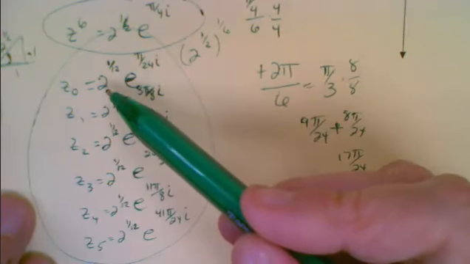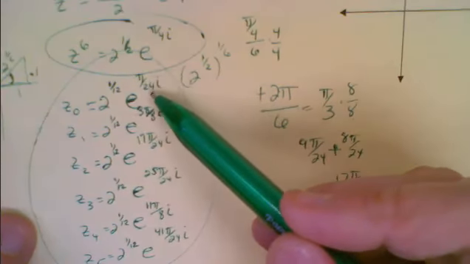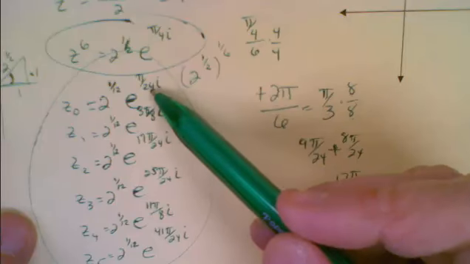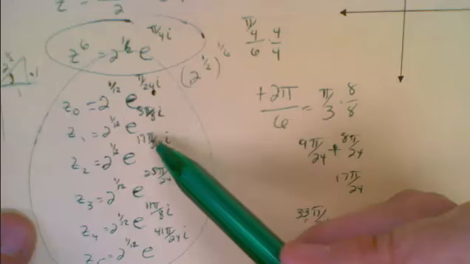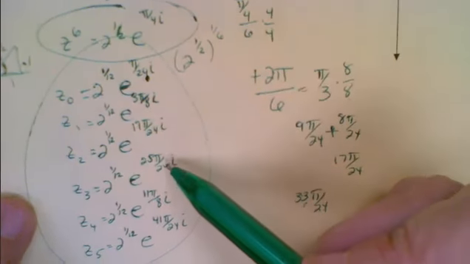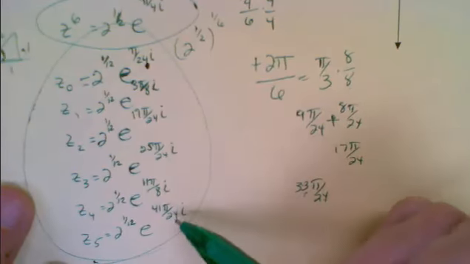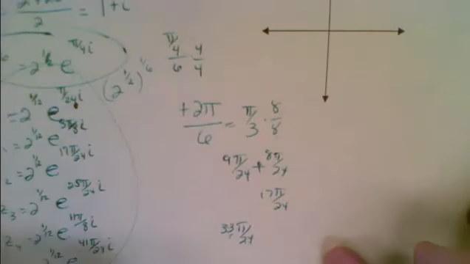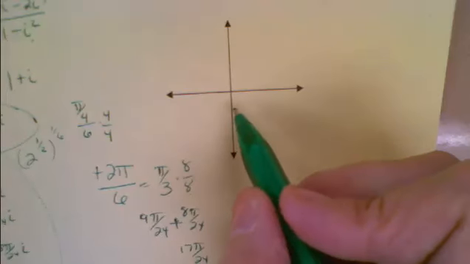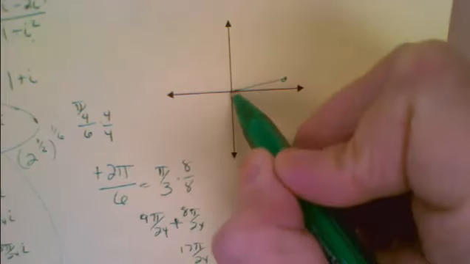Again, my radius is 2 to the 1/12th power. And then I start out with pi over 24, and then I keep adding 8 pi over 24. So I get 9 pi over 24, which reduces, 17 pi over 24, 25 pi over 24, 33 pi over 24 that reduces, and 41 pi over 24. So when I go to graph those, I kind of forgot to graph the last one, I guess. When I graph those, I should have 6 of them equally spaced apart. So at pi over 24, I'm here. 3 pi over 8, I'm here.